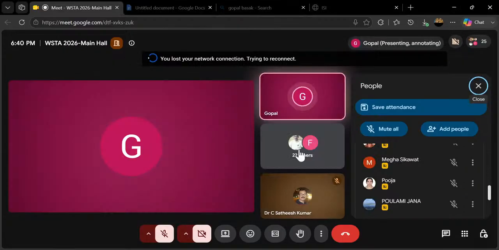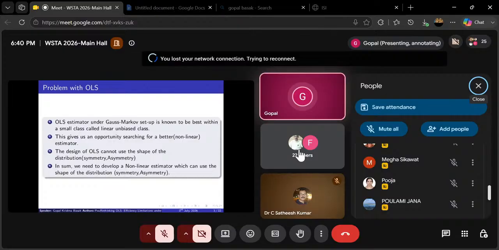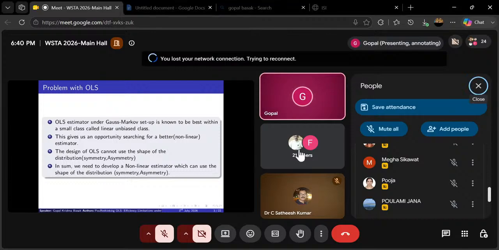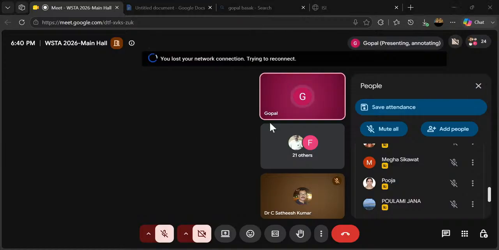Now, is there any better estimator? That means OLS is best in the class of linear unbiased estimators. We know when the errors are normal, then it's the best linear and best unbiased estimator. But what if we don't have normality, or if we have non-linearity of the estimator? So can we have a better estimator than OLS?